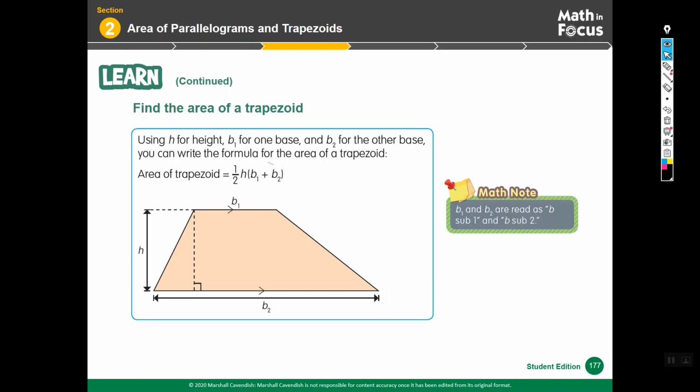Okay. And it says B sub 1 and B sub 2. That's how you read it. So you'd say 1/2 of the height multiplied by the sum of B sub 1 plus B sub 2. Sub as in like submarine, underneath, right?